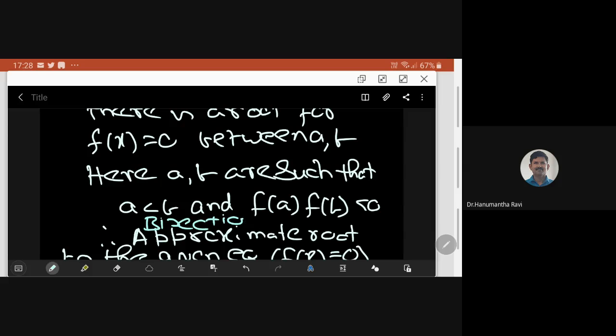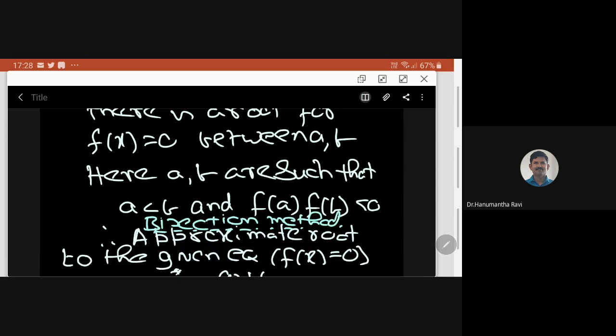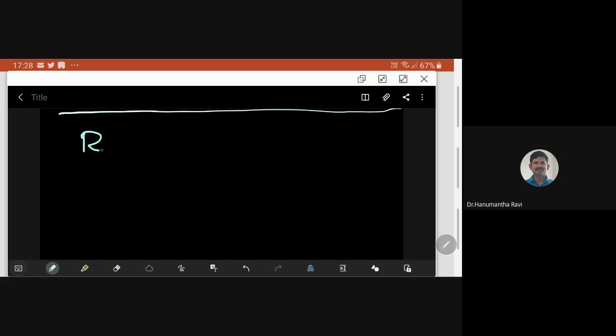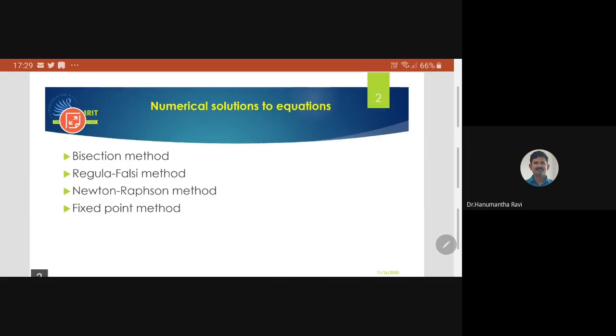This is called the bisection method. Now we go for the next method, that is called the false position method. So in this case, see how the false position method is explained here. We'll go for that.